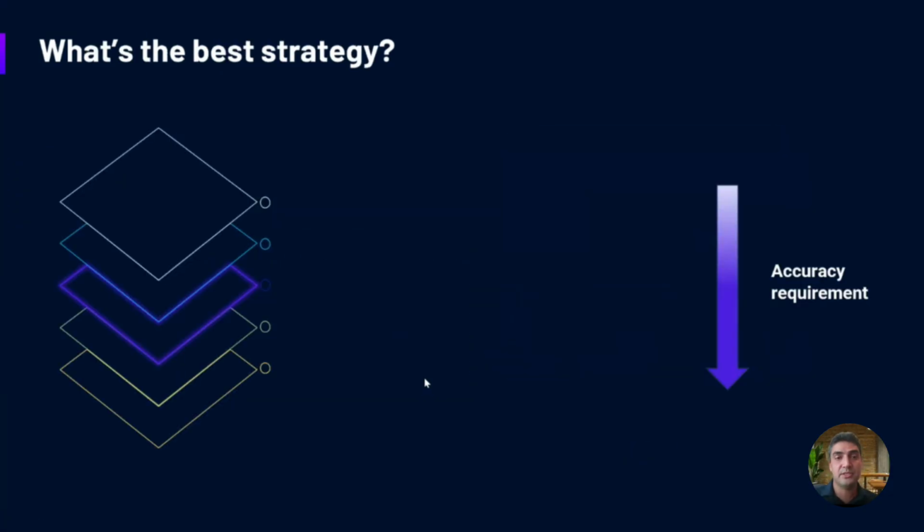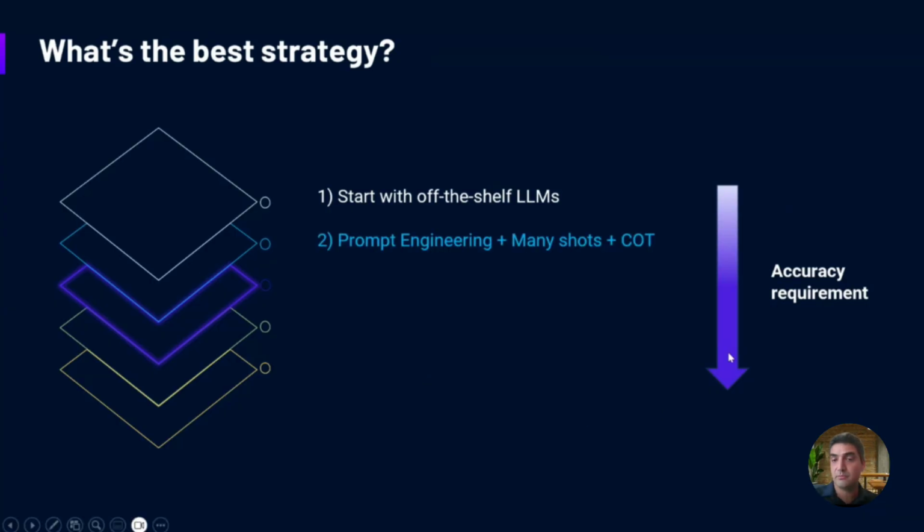So the best strategy that we recommend is usually to start with prompt engineering first. You start with off-the-shelf LLMs, do some prompt engineering, and measure the accuracy on that specific task, let's say summarization or classification. If that doesn't meet your accuracy requirement, we recommend going to the next level, which is fine-tuning. This typically requires at least 100 examples. The more examples, the better, but 100 to 5,000 are usually required.